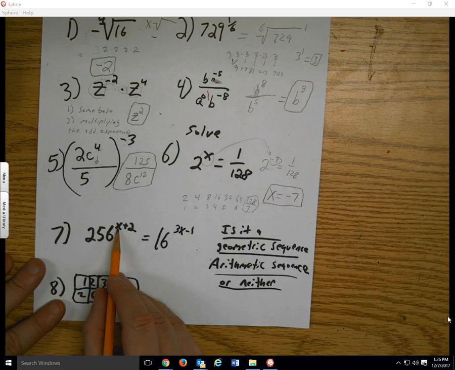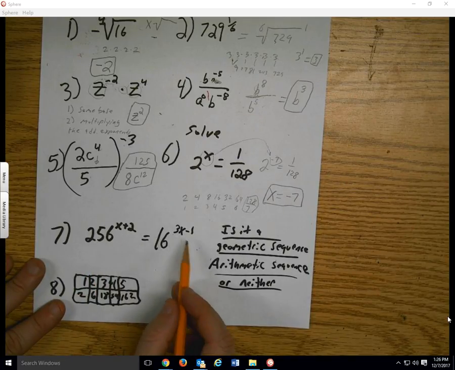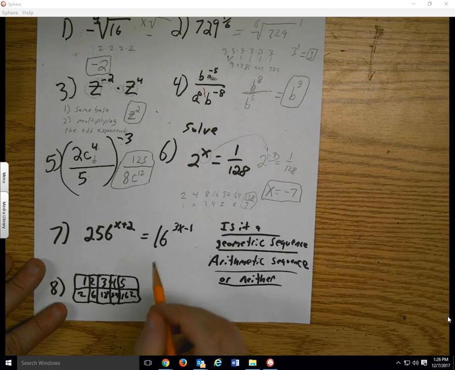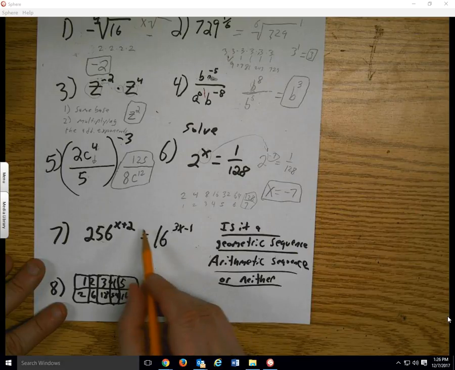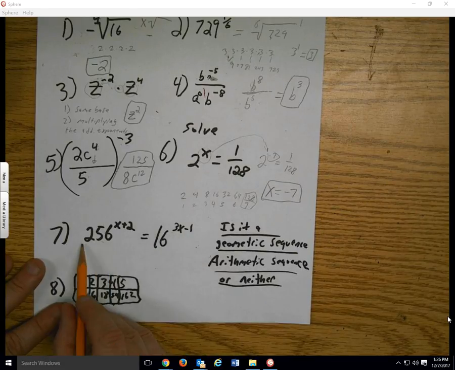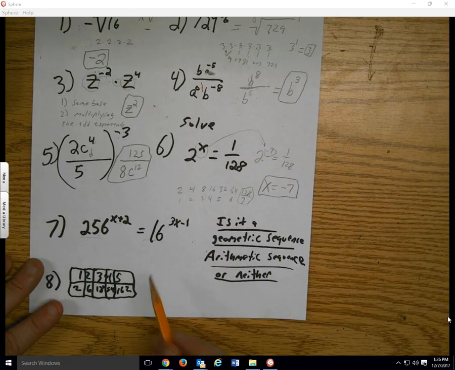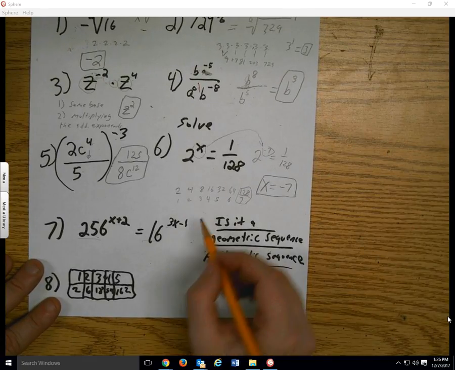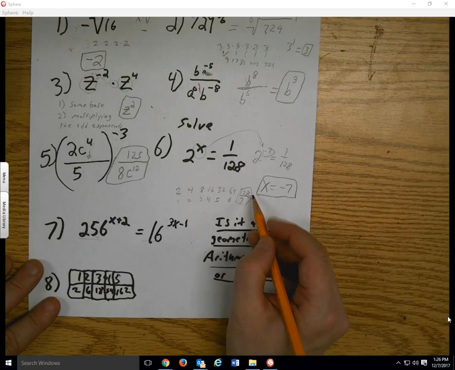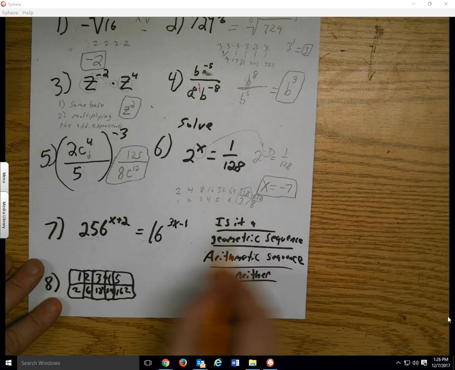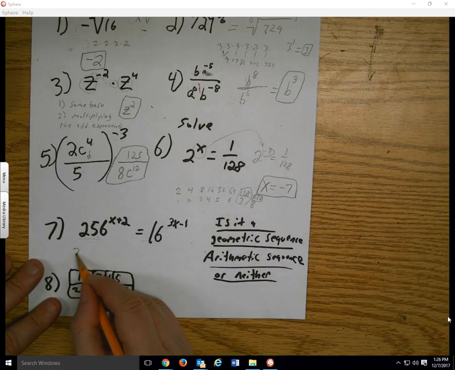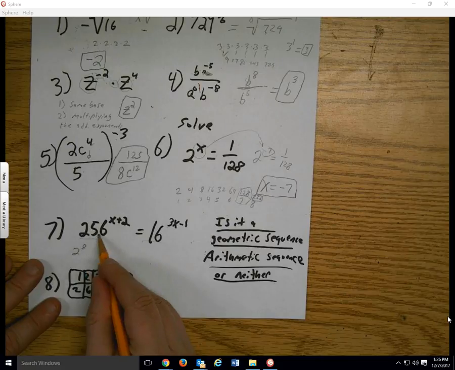256 to the x plus 2 power equals 16 to the 3x minus 1 power. What to do? Remember, you have to have the same base number in order to make the exponents equal to each other. And these are not the same. But maybe we can turn them to the same. In fact, going back to this previous problem, if I were just to do 2 one more time to the 8th power, it would be 256. Right? So, really, 2 to the 8th power is the same thing as 256.